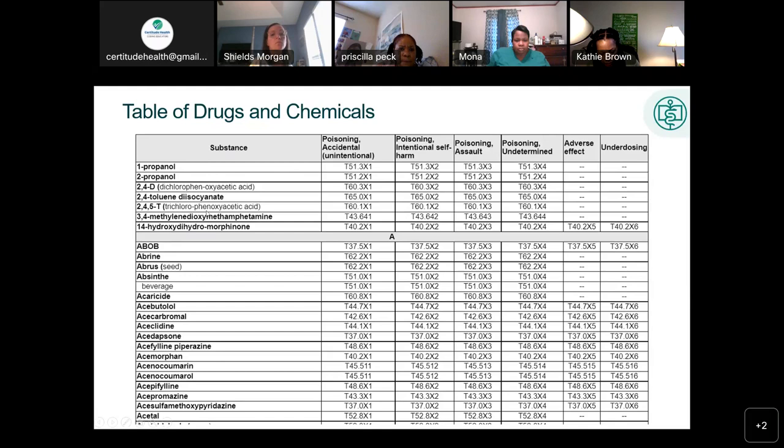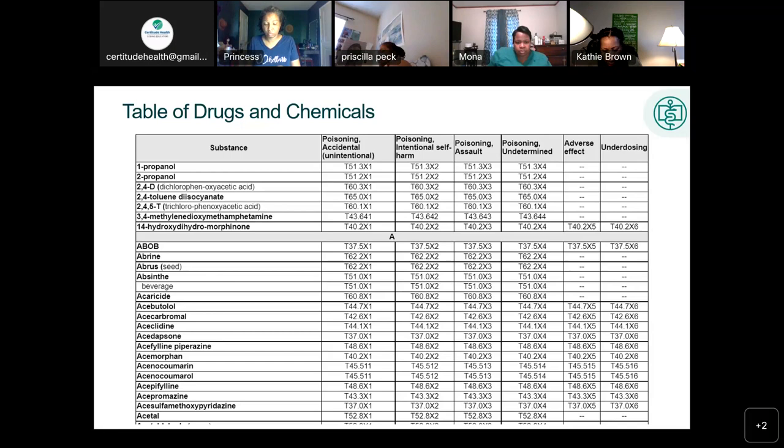But here you see this listing, there's absinthe, right? And we are looking for a suicide attempt using the substance of absinthe. So what code would we report? T51.0X2. That is correct. So does everyone agree with that answer? Is there anyone that does not agree with that answer, or understand how we came to that being the correct answer?